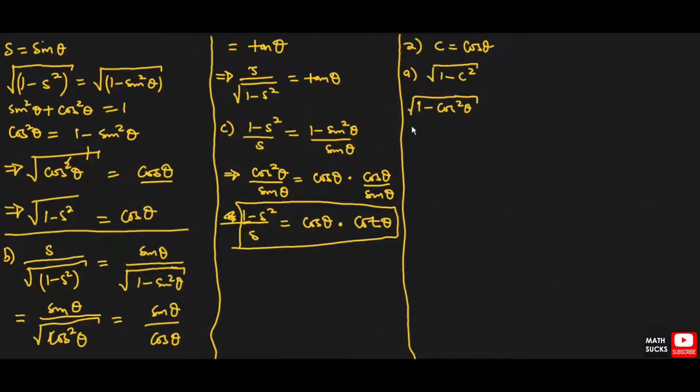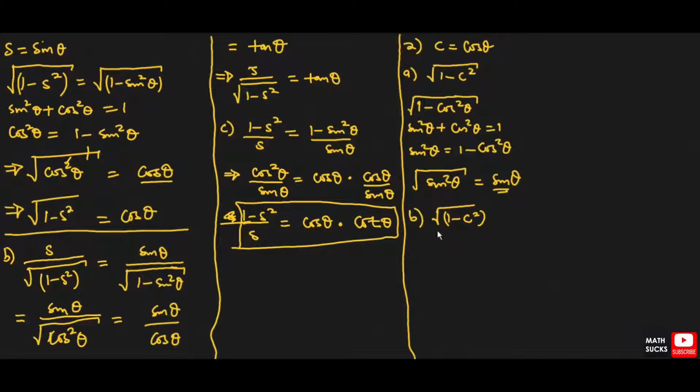And if we refer to the first identity, sine squared theta plus cos squared theta is equal to 1, we can see that sine squared of theta is equal to 1 minus cos squared of theta, and so we can now plug in here. So 1 minus cos squared is substituted for sine squared of theta, and so this becomes sine of theta. The square root goes with the square, and so that's how we can simplify part A.